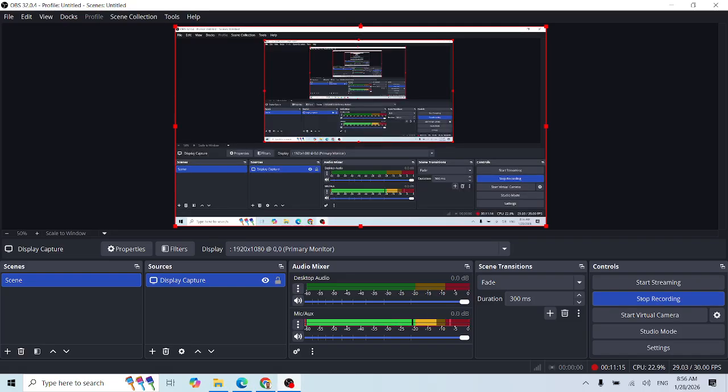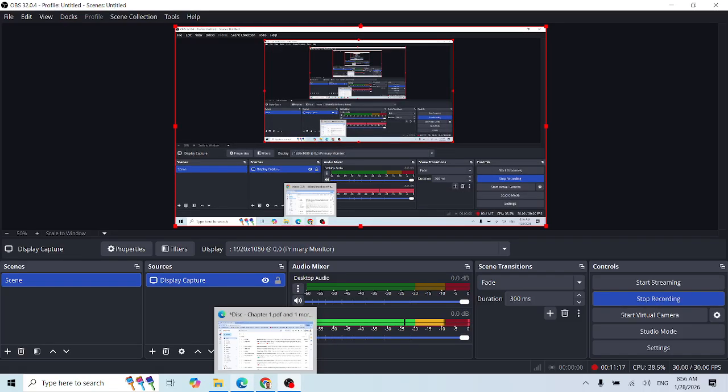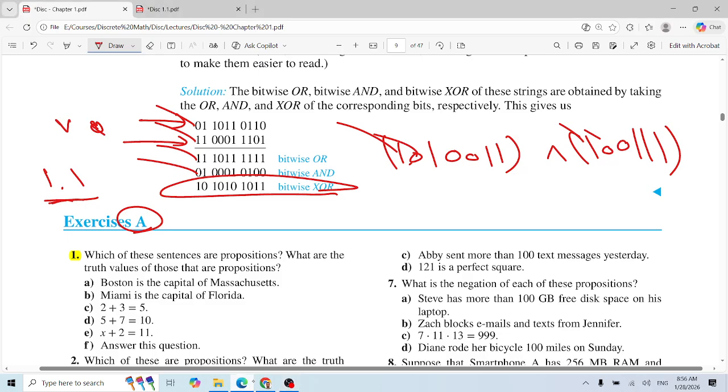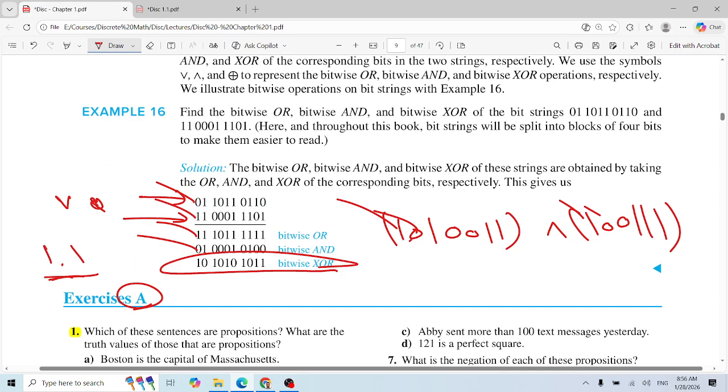One more time, what was XOR? XOR, what was it? X or, exclusive. Exclusive, okay? Any question?